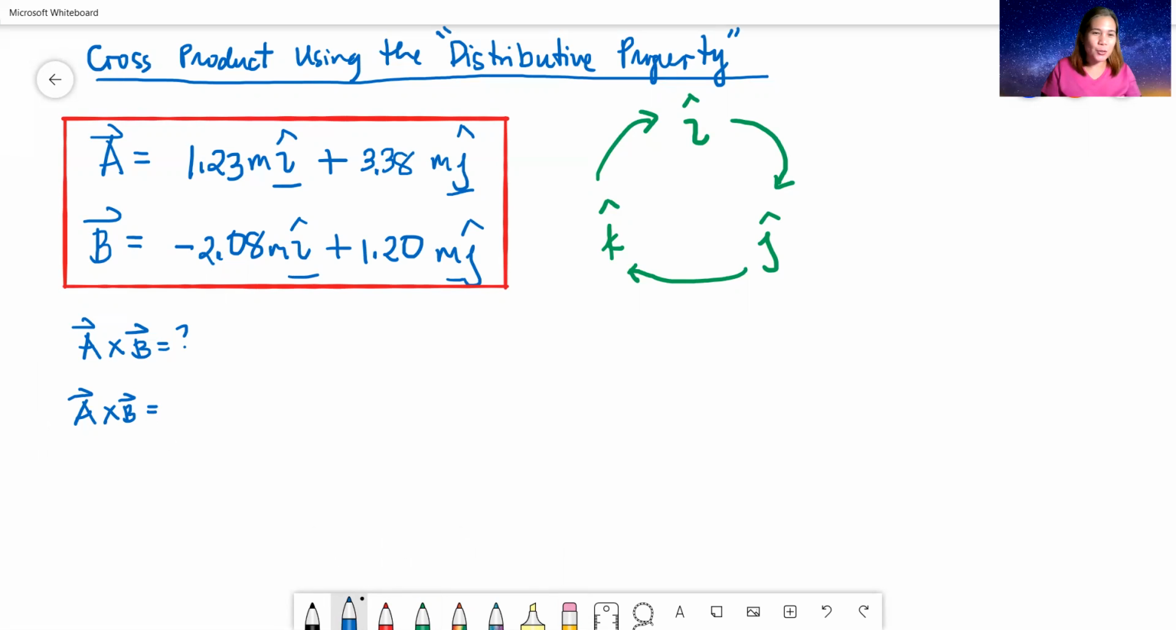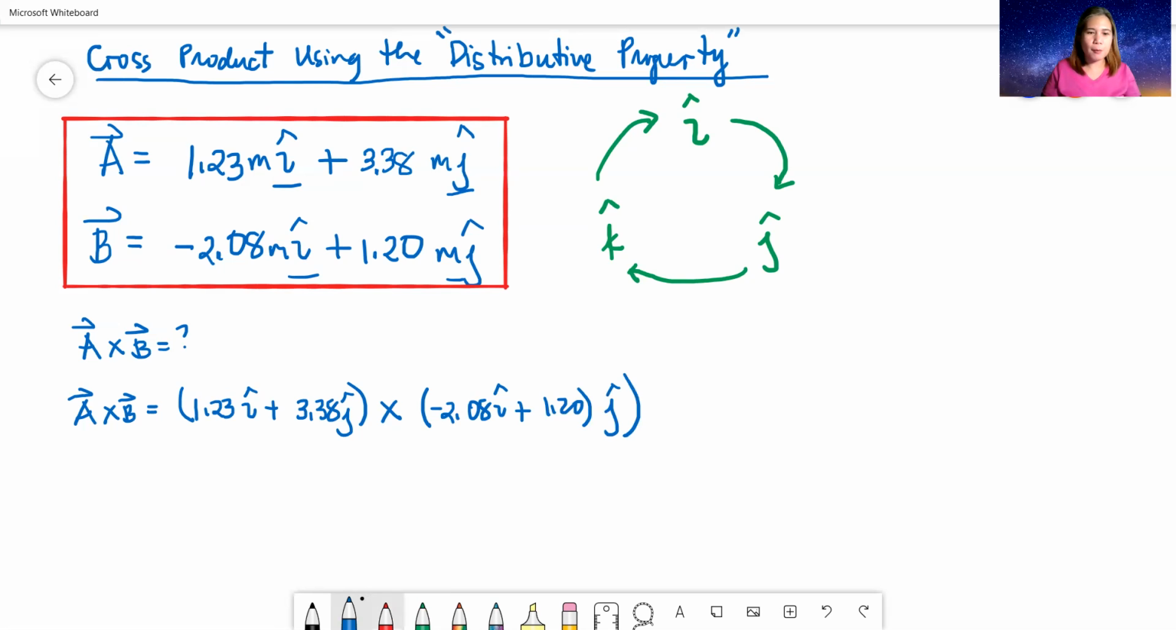Anyway, so we put the components of vector A first, 1.23. I'll drop the unit muna, the meter. I'll just put the unit vector. And then 3.38 J hat. Tapos cross. And then I will put naman the value of B. So negative 2.08 I hat plus 1.20 J hat. Now I'm ready to do the distributive property. So it's just the FOIL method in this case because we only have 4 factors.